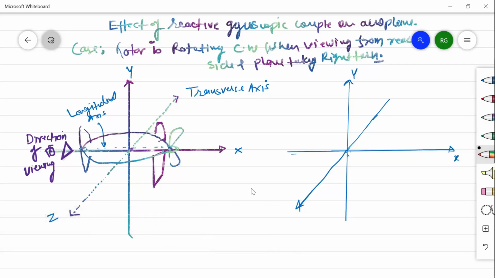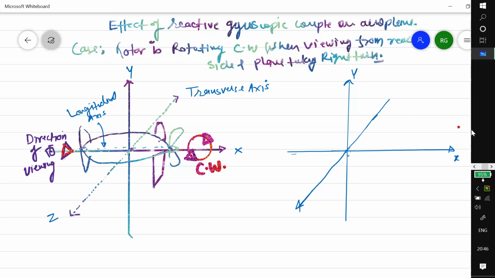Hello everyone, welcome back. In this lecture we are going to take one case of an aeroplane in which the rotor is rotating in clockwise direction when viewed from the rear side, and the plane is taking a right turn. When viewed from this side, this is our direction of viewing, and it's rotating in clockwise direction. So we can say, and it's taking a right turn.